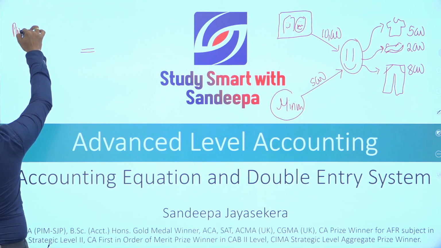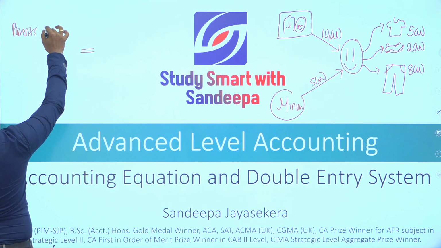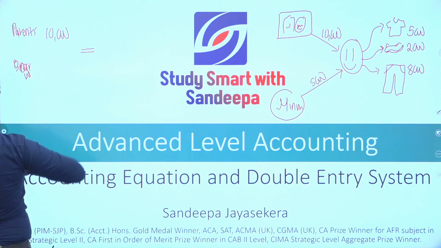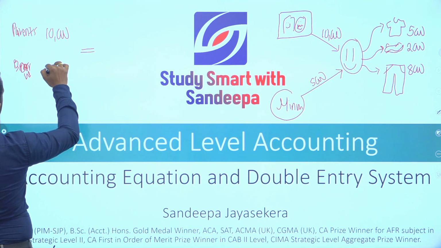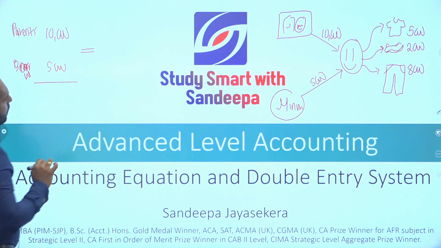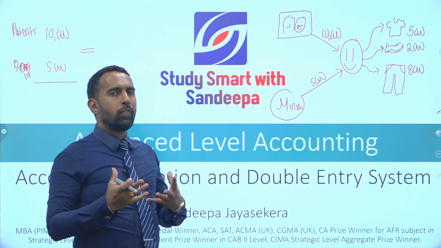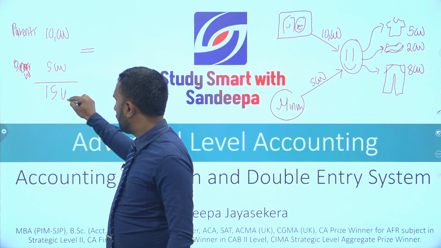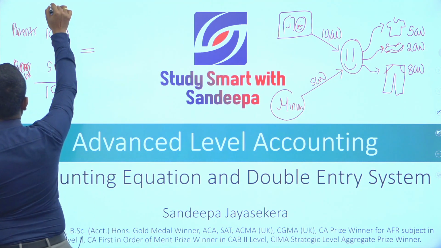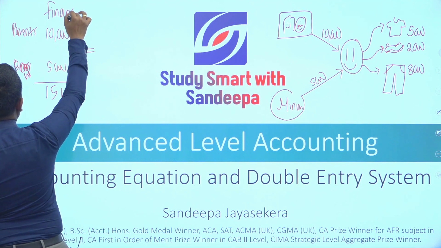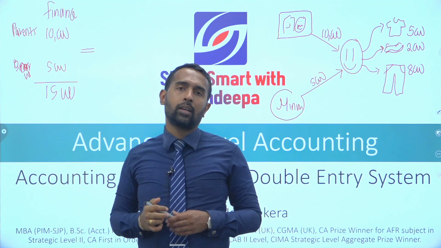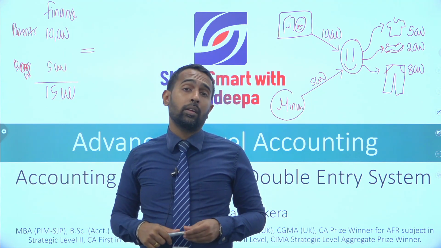The parents have given 10,000. Then he has borrowed from the friends, rupees 5,000. So from Ayomal's point of view, he has received money in total. Total financing is 15,000. So this side of it is what we call financing. How did Ayomal receive the finance? From parents 10,000, borrowed from a friend 5,000.